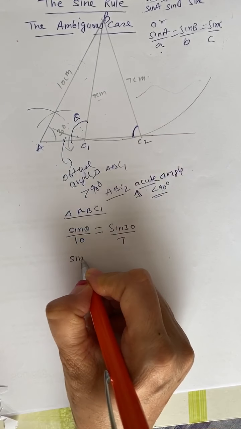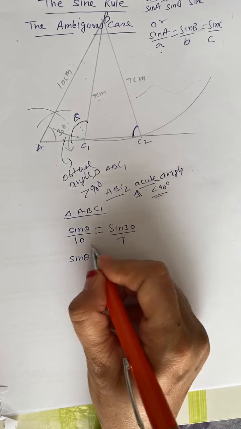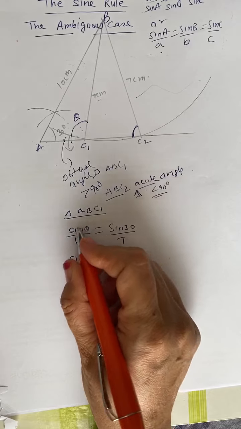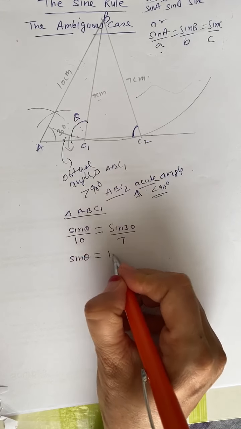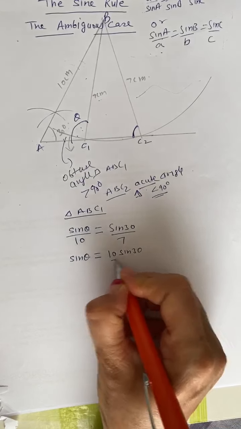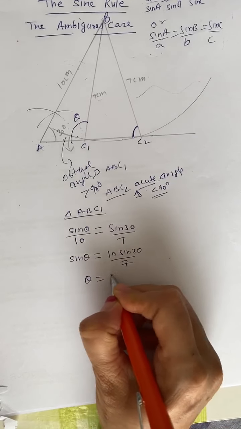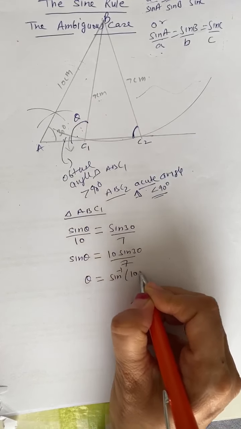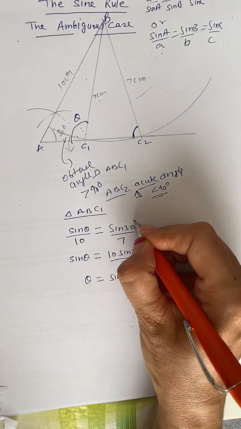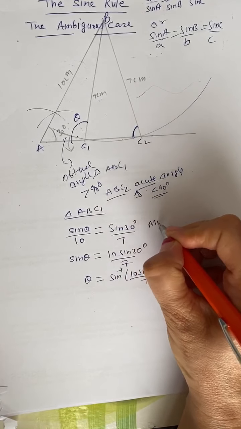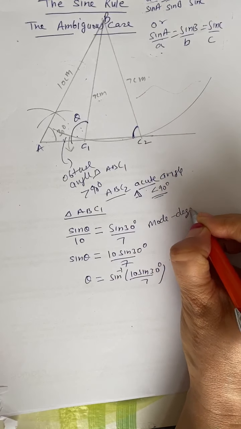So to find theta, I need to isolate sine theta first, and then ultimately I will isolate theta. So this is sine 30 divided by 7. So theta is equal to sine inverse of sine 30 divided by 7. Remember that your mode has to be on degrees. So your mode is on degree.